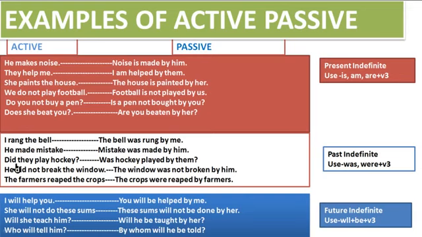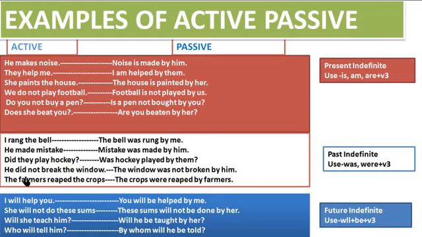Third sentence, it is an interrogative sentence. Did they play hockey? So was is used first. The helping verb is used first because it is an interrogative sentence. Then we use object hockey, and the third form of play is played, by, they change into them.